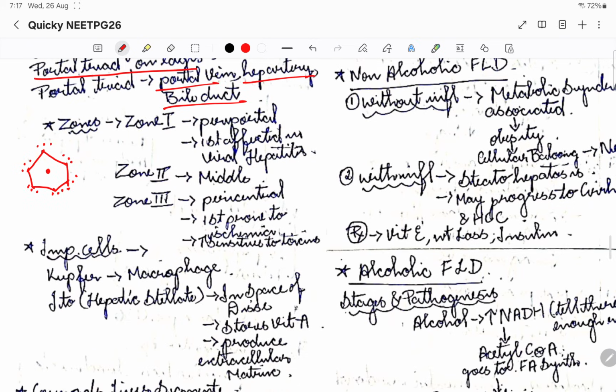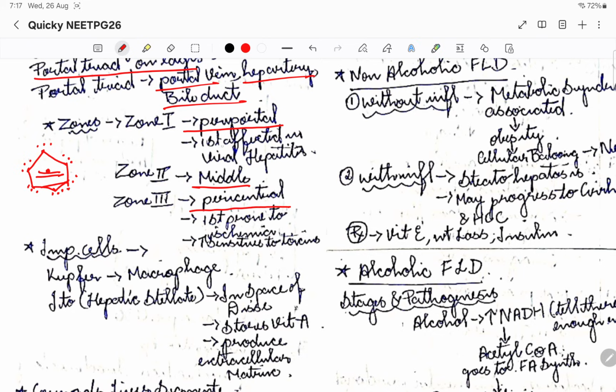All the hepatocyte architecture is divided into zones: zone 1, zone 2 and zone 3. Zone 1 is the periportal zone, zone 2 is the middle zone, and zone 3 is the pericentral zone. So this is how it is divided.